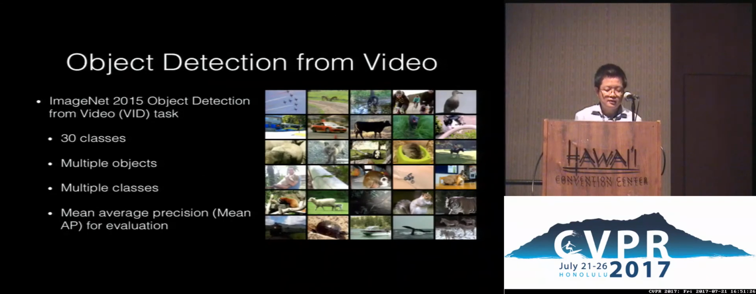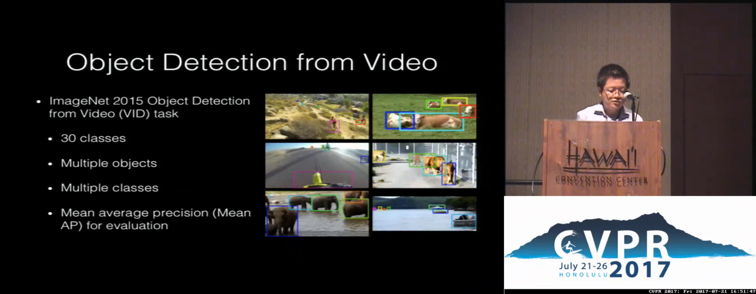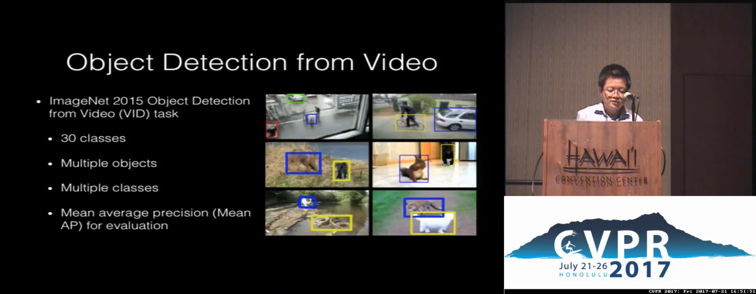And so far, the ImageNet object detection in video challenge is still the most well-known benchmark for object detection from video. In this benchmark, it has 30 classes, and you can see examples from these classes. Also, each video includes multiple objects, and these objects could come from different classes, and we also use mAP for the evaluation.